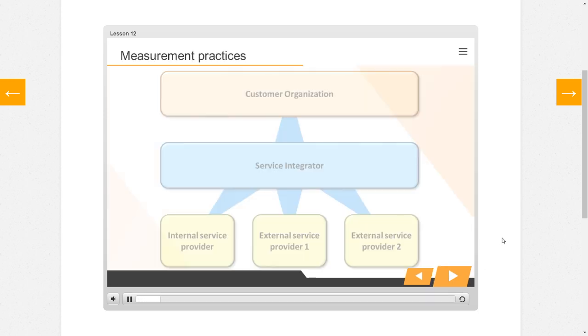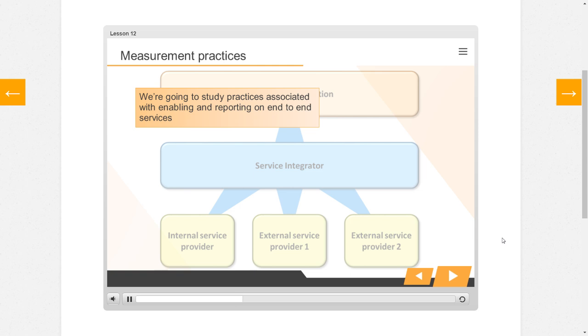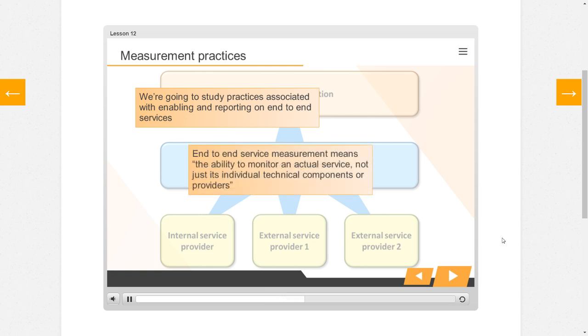We've looked at some practices associated with people in a SIAM environment. Now we're going to look at some practices associated with measurement. Specifically, we're going to look at practices associated with enabling and reporting on end-to-end services. End-to-end service measurement means the ability to monitor an actual service, not just its individual technical components or providers. Reporting on end-to-end services within one organization can be challenging. Reporting across the SIAM layers is even more challenging.